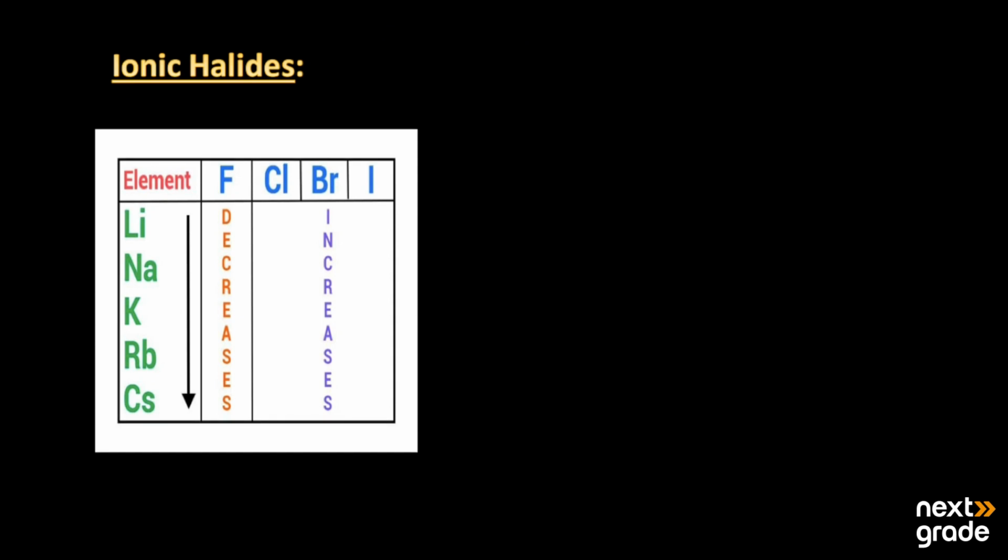The first one is ionic halides. The word ionic specifically denotes ions. For example, if we take the group 1A elements, lithium, sodium, potassium, rubidium, and cesium, all these are group 1A elements and are known as alkali metals. When these alkali metals create a bond with fluorine, chlorine, bromine, and iodine, they form an ionic halide.